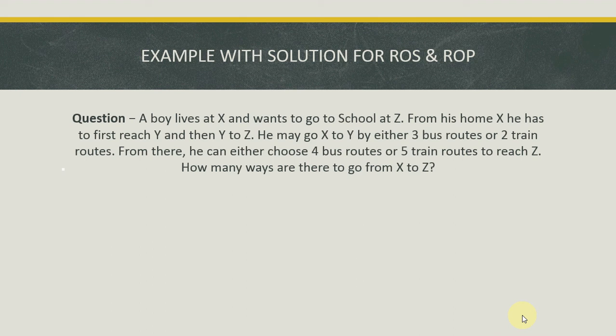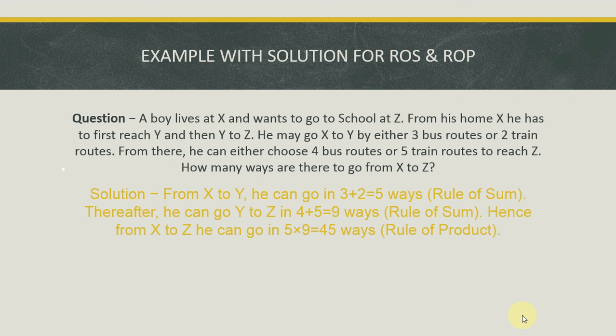If this is the question, then the solution is: from X to Y, he can go in 3 plus 2 ways, which is the rule of sum. In this mathematical counting, we find 5. Thereafter he can go from Y to Z in 4 plus 5, which is 9 ways.